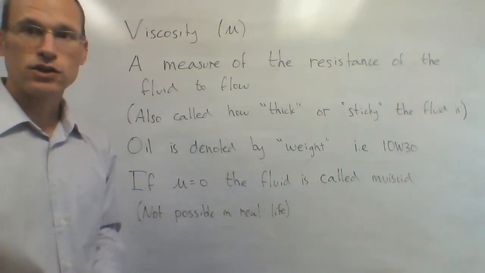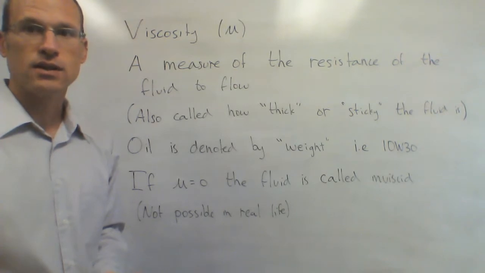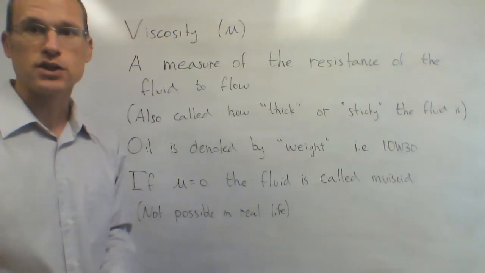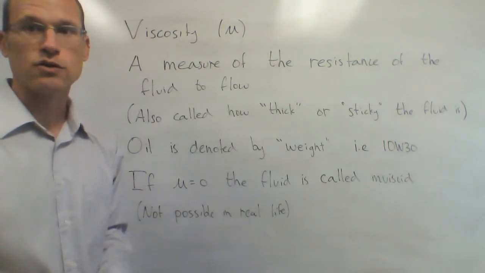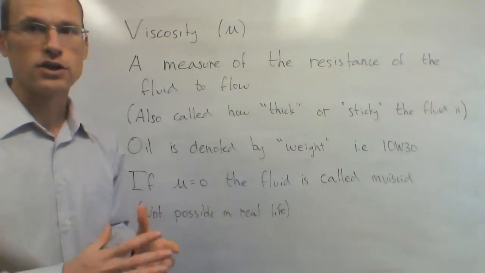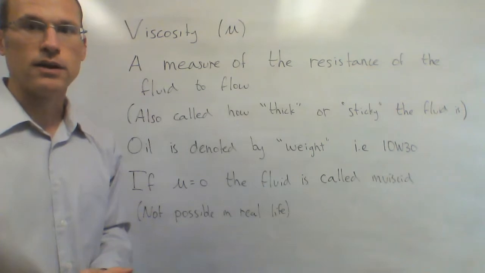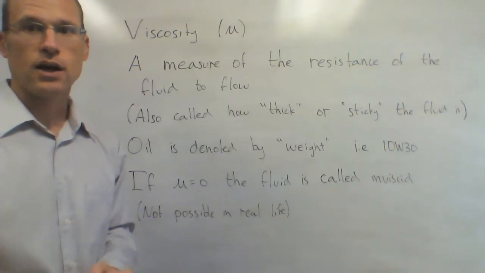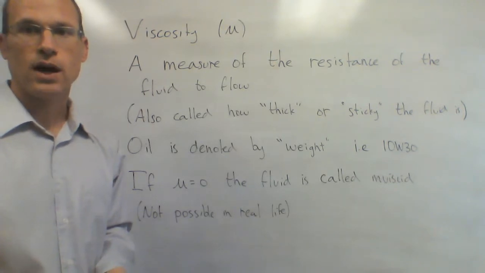If mu equals 0, then the fluid is called inviscid. Now in real life, there's no such thing as an inviscid fluid. There's always going to be some resistance as the fluid tries to move, as the particles kind of shift and move around each other. But in some situations, mu equals 0 is a good approximation, so we keep that around for those situations.